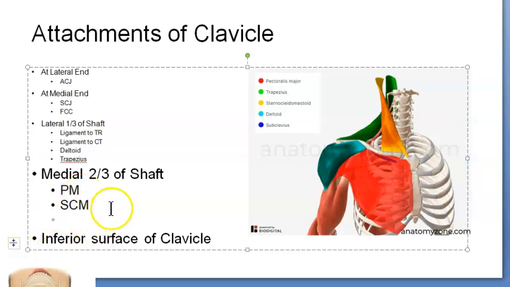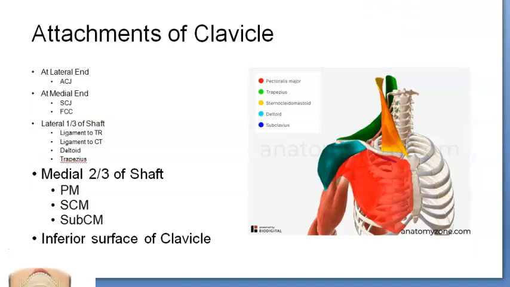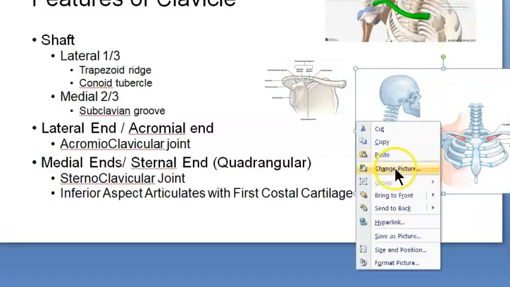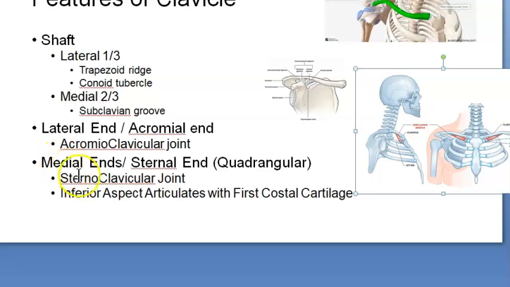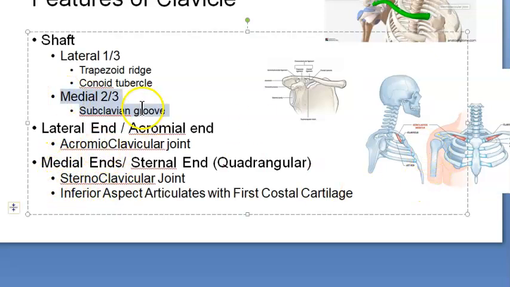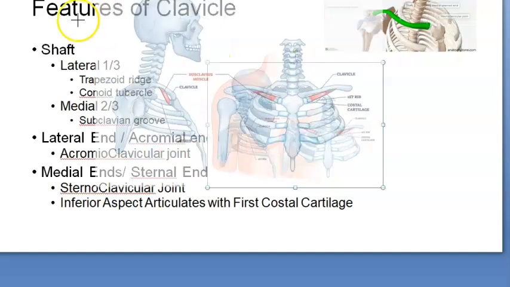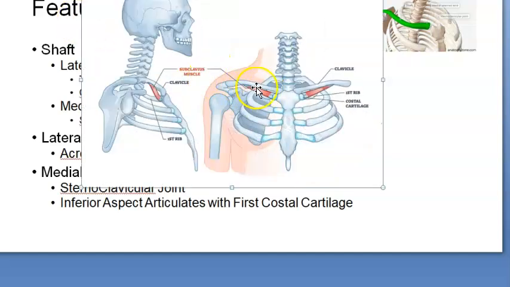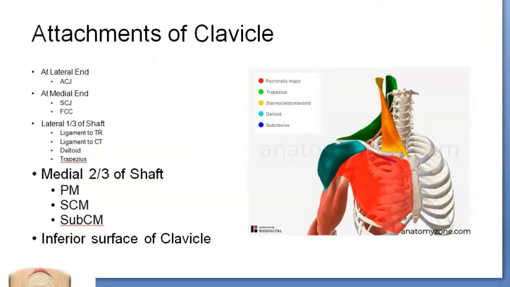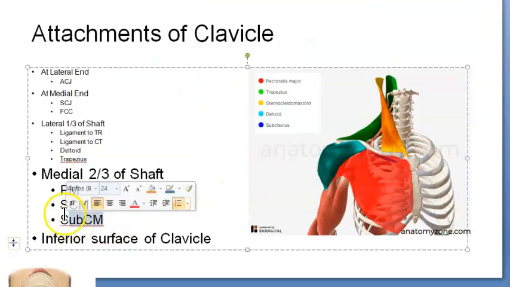Then you remember we have already looked at subclavius muscle in the previous diagram. We saw this, right? The medial 2/3 of the shaft has a subclavian groove where the subclavius muscle is attached. I'm just trying to tell you this. So we have added here subclavius muscle.